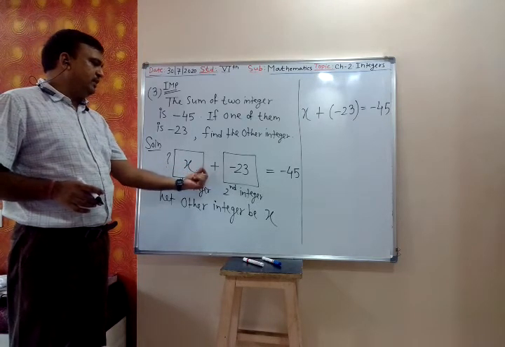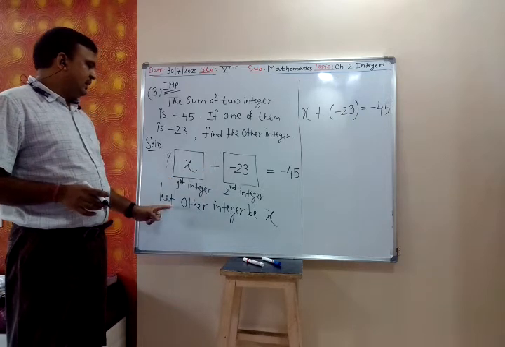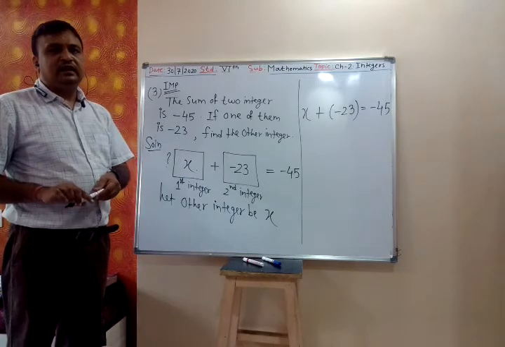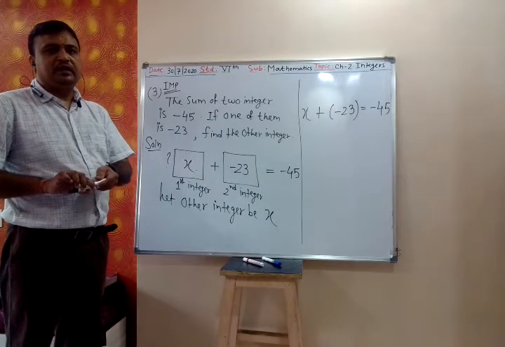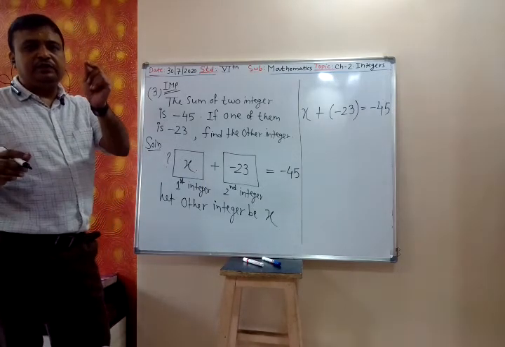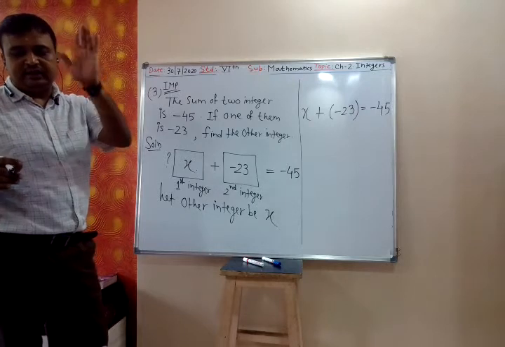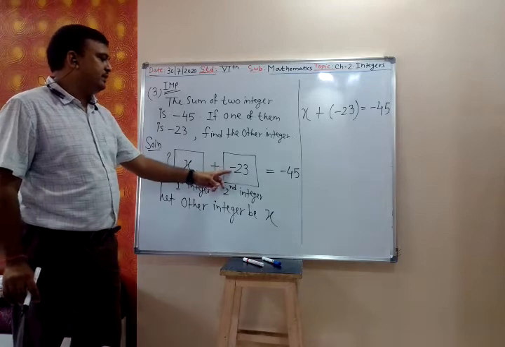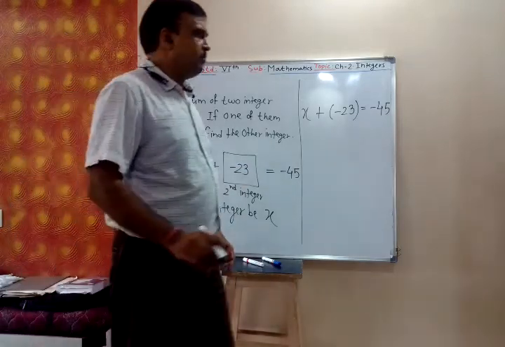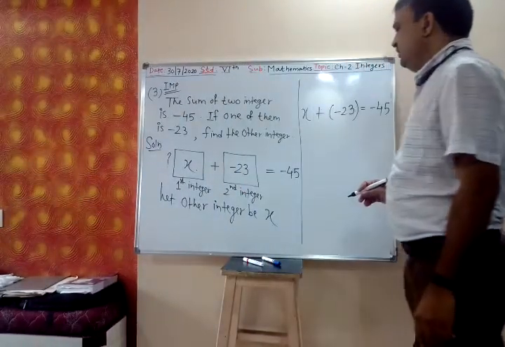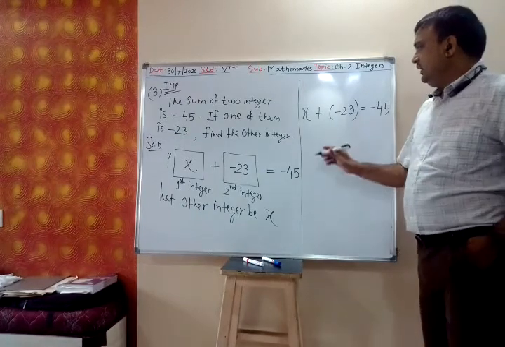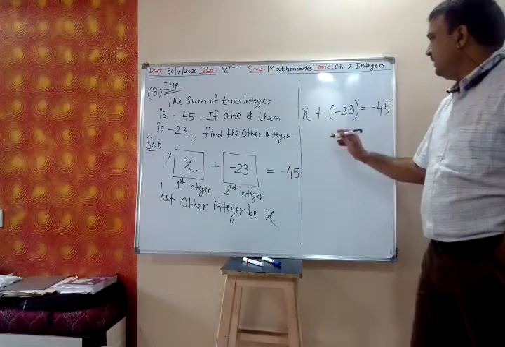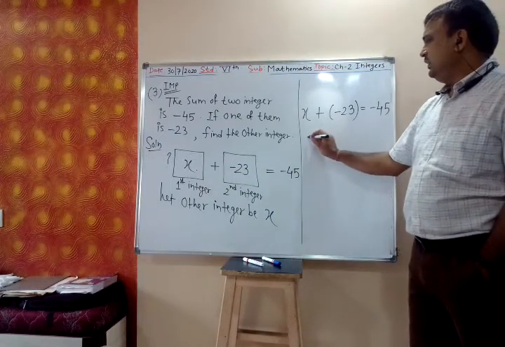The sum of two integers. Let the other integer be x. Whichever integer we have to find, I have considered as x. So x plus minus 23 is minus 45.